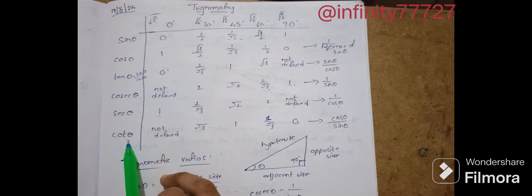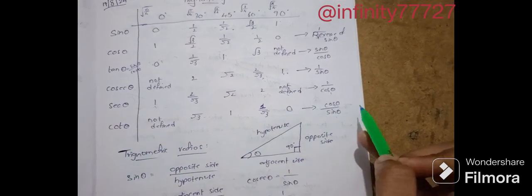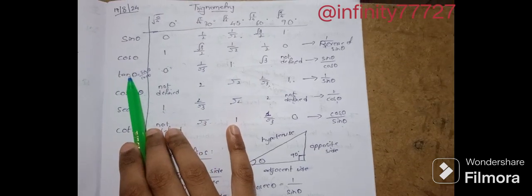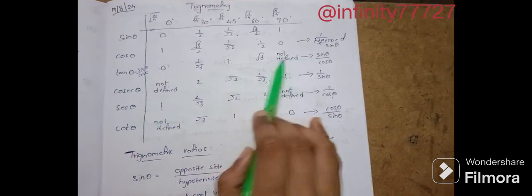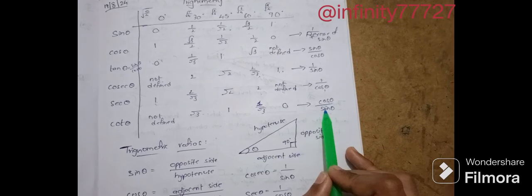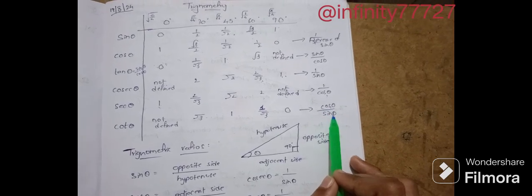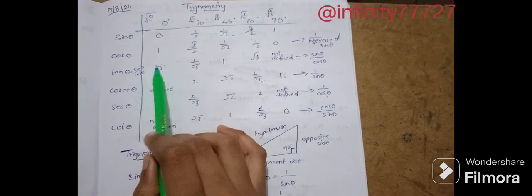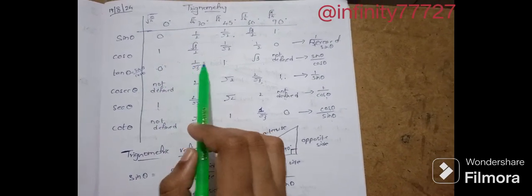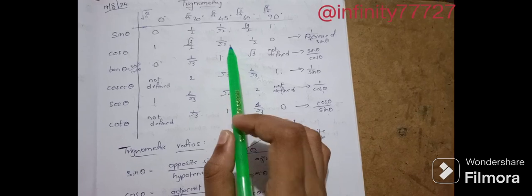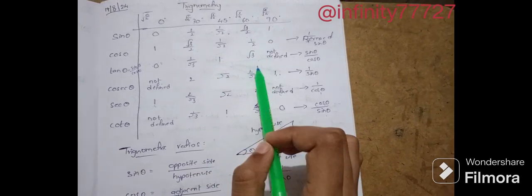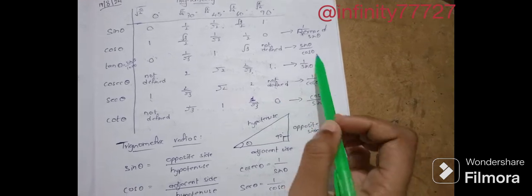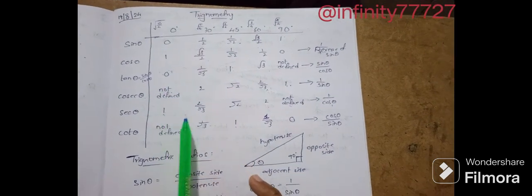In the same way, the cot theta value can be got by doing cos theta by sin theta, or just we can do 1 by tan theta, because here tan theta is equal to sin theta by cos theta, whereas cot theta is equal to cos theta by sin theta, that is reverse now. So we can just do it as 1 by tan theta here, that is 1 by 0 is not defined. 1 by root 3 is root 3 here, and 1 by 1 is 1. Here 1 by root 3. Here 1 by not defined means 0. So in this way, these trigonometric ratios can be done here.